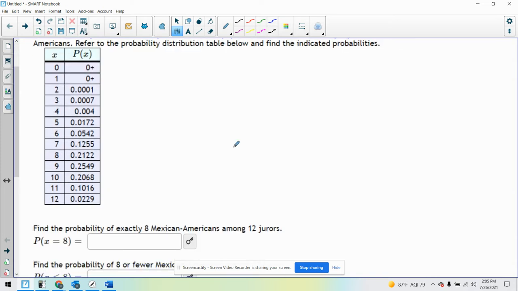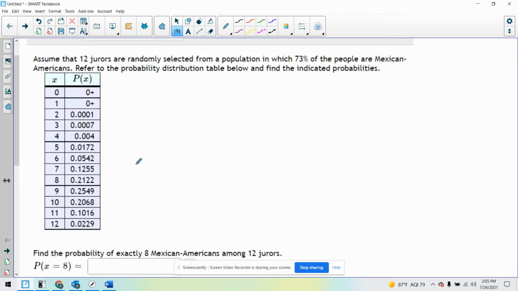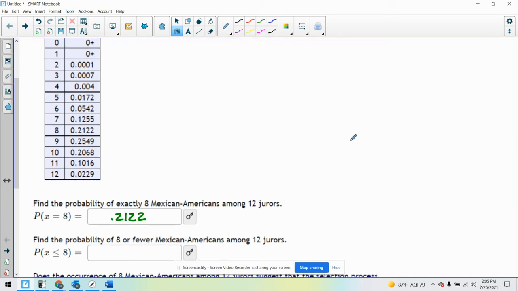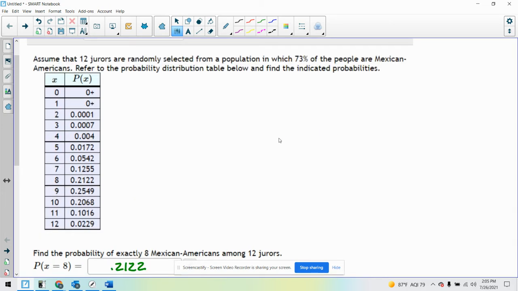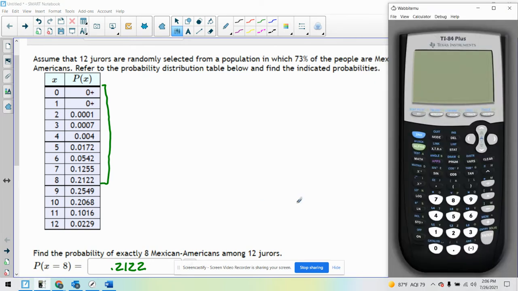So this says find the probability of exactly 8 Mexican Americans. Well, that would just be this box, 0.2122. Okay, find the probability of 8 or fewer. So I'm just going to take that box and add up all the boxes above it. These 0 pluses just mean it's possible, but it's so close to 0, we just say 0. So we can add them up.